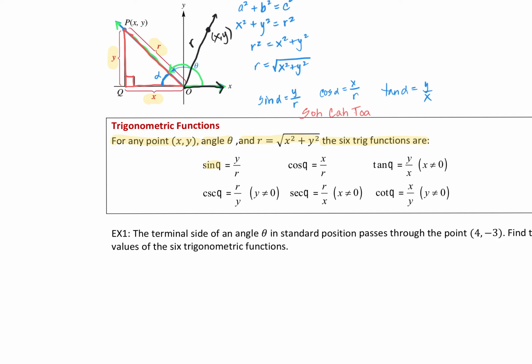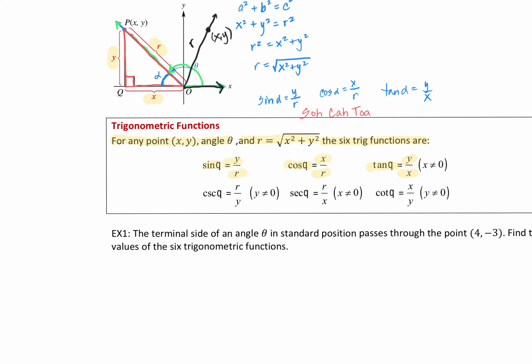Our theta got reformatted when I saved it. So sine of theta is equal to y over r, so opposite over hypotenuse is r. Cosine is x over r. Tangent is y over x. And then we have the reciprocal functions.